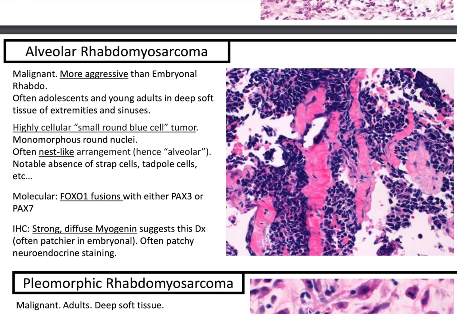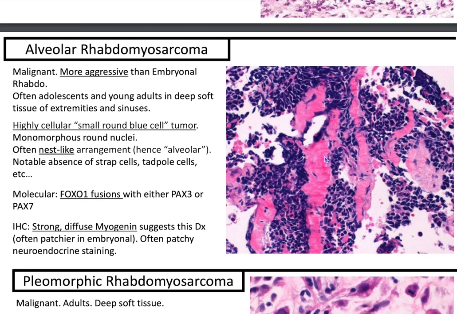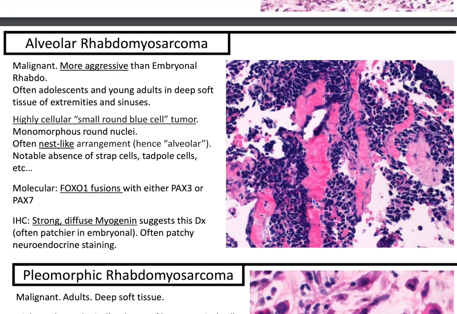Alveolar rhabdomyosarcoma, more aggressive than embryonal, has that characteristic FOXO1 fusion with either PAX3 or PAX7. Strong diffuse myogenin, small round blue cell, doesn't have the strap cells or tadpole cells.